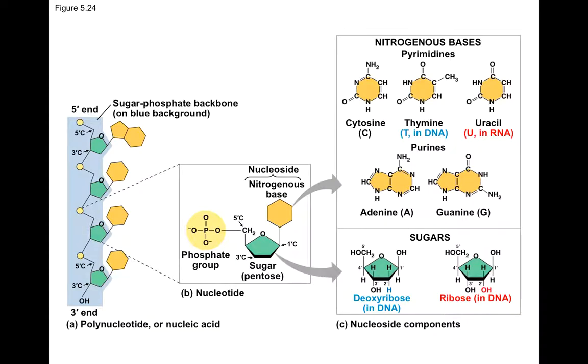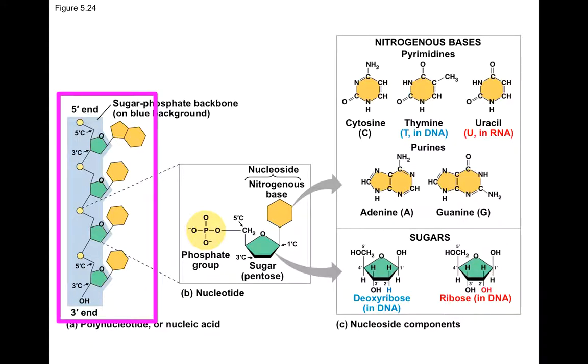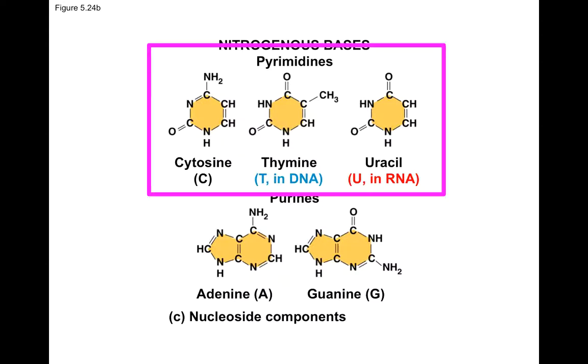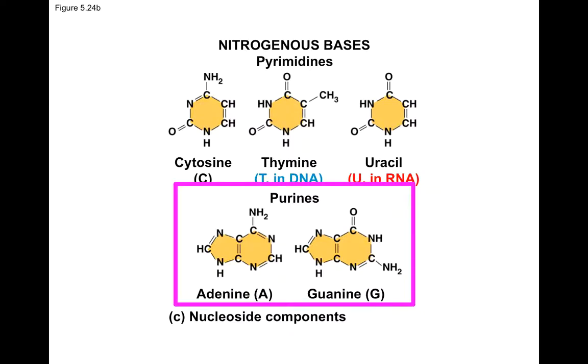So here's our nucleotide with the base, sugar, and phosphate group. Over on the left, it shows you how one nucleotide can be part of the bigger structure known as the polynucleotide. But first, let's look at the bases and sugar in a little more detail. The nitrogenous bases are split into two groups. The pyrimidines are one-ring structures, and that would be cytosine, thymine, and uracil. The purines are two fused ring structures, and those would be adenine and guanine.